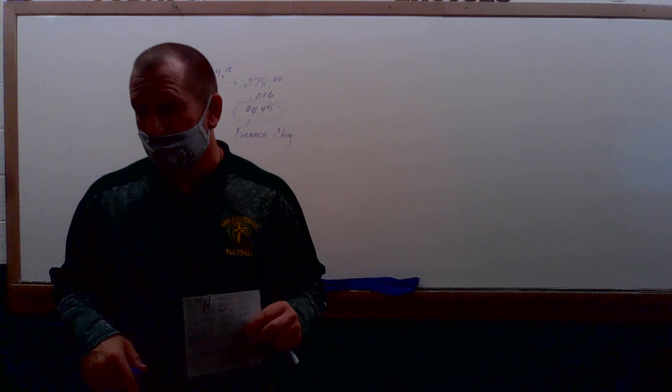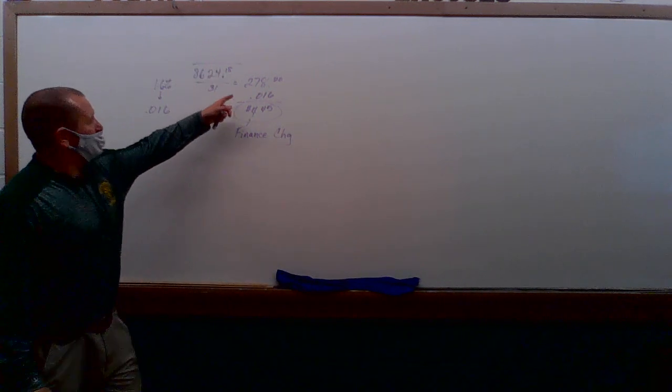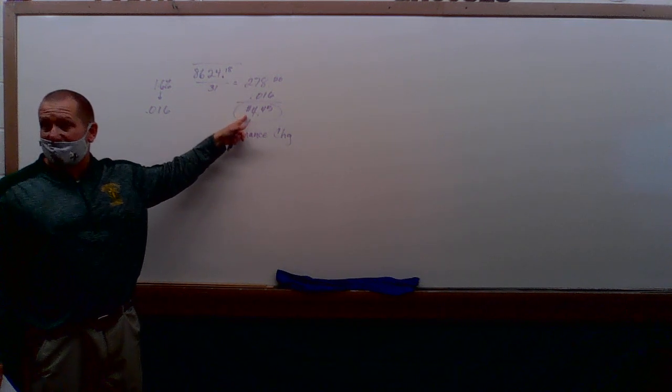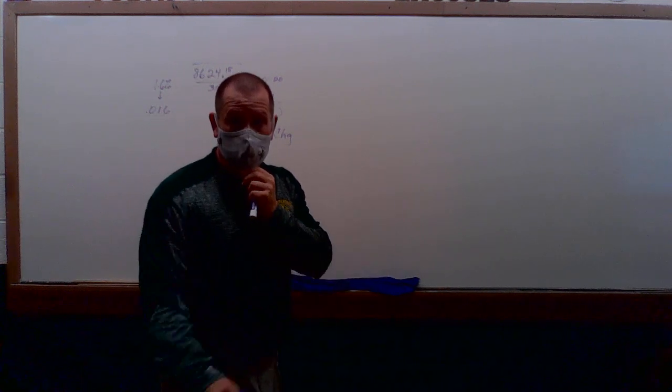What they'd really show you though is the 278.20. Right, so they would end up showing you this, and then you would know that this is how they got your finance charge. Exactly right. So that number, that's how they got it.